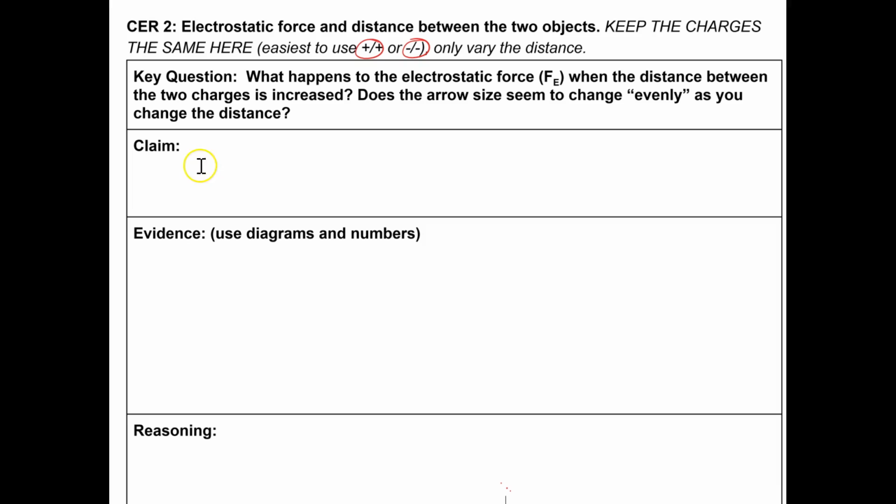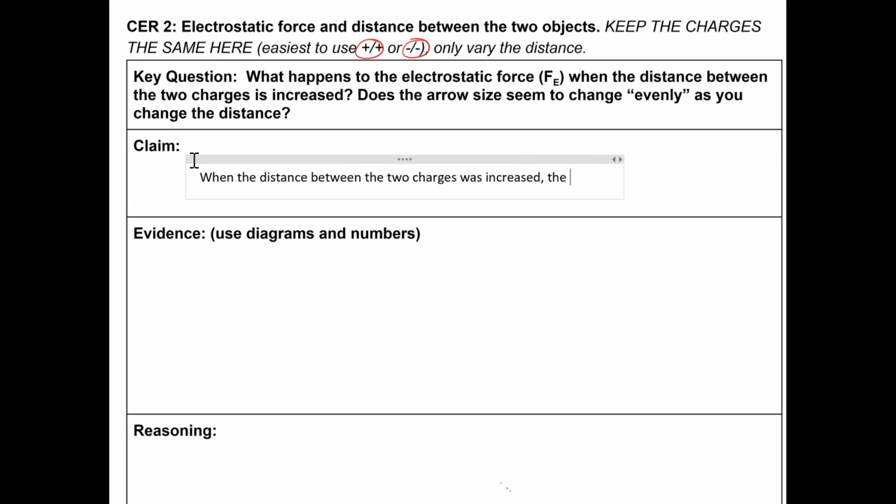So what does that tell us? All right, so from what we were doing earlier, what happened to the electrostatic force when the distance between the two charges is increased? When the distance between the two charges was increased, the electrostatic force, so that was a force of attraction, also increased. The arrow size seemed to change.